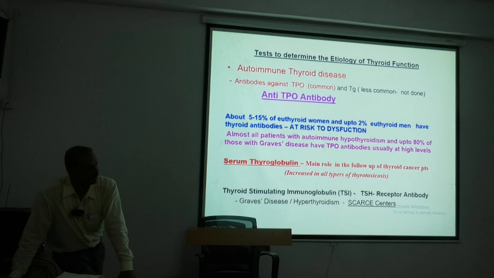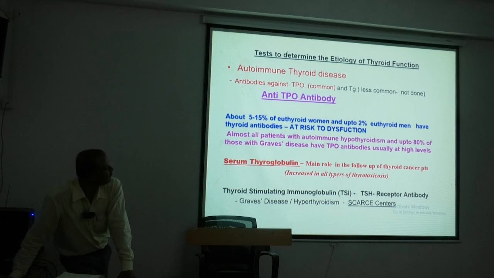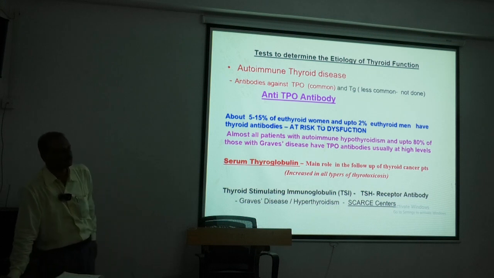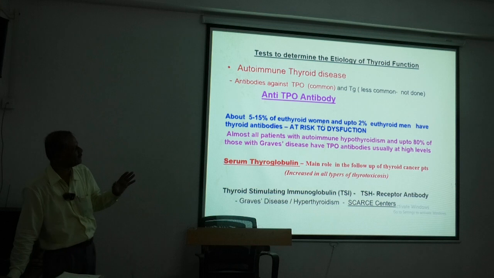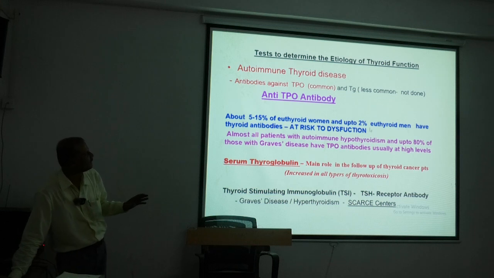Once the patient is diagnosed, you go for anti-TPO antibody, because almost all patients with hypothyroidism, up to 80% of patients with Graves' disease, have TPO antibodies at high levels. But if you see normal individuals, 5 to 15% of euthyroid women have thyroid antibodies, much more than men, and up to 2% of euthyroid men have thyroid antibodies.